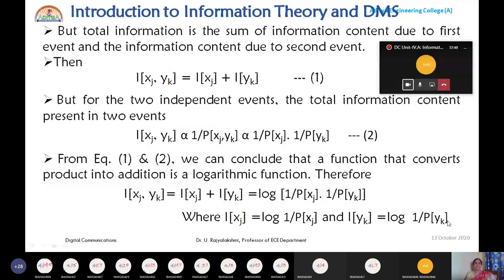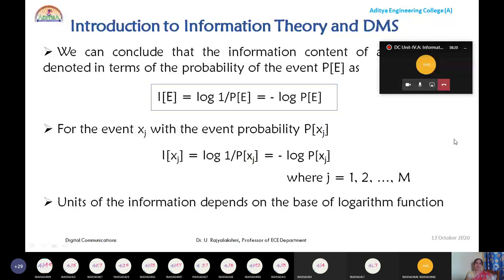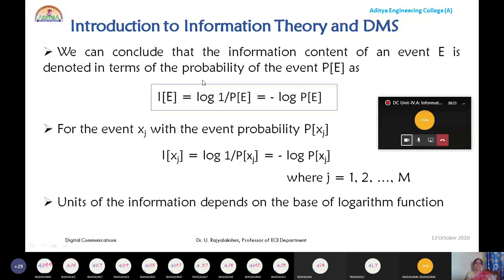So what is the final relationship between the event probability and its information? The information of a particular event is equal to log 1 by its event probability. Okay, so we calculated the relationship. We have proved the relationship between the information of a particular event with respect to its probability by using two statements of discrete memoryless source. Okay, I have concluded the statement here.